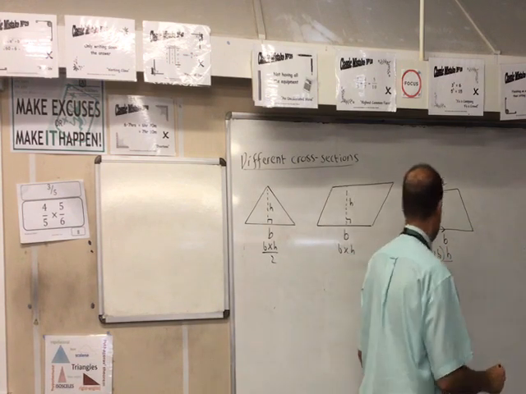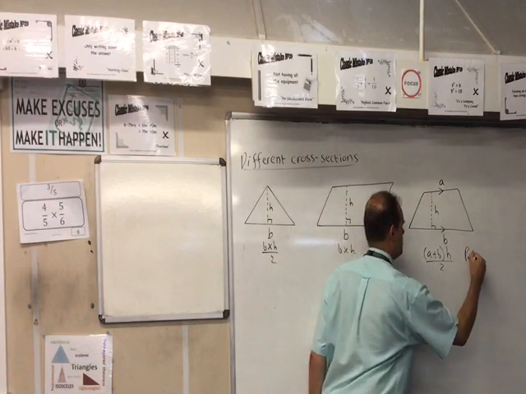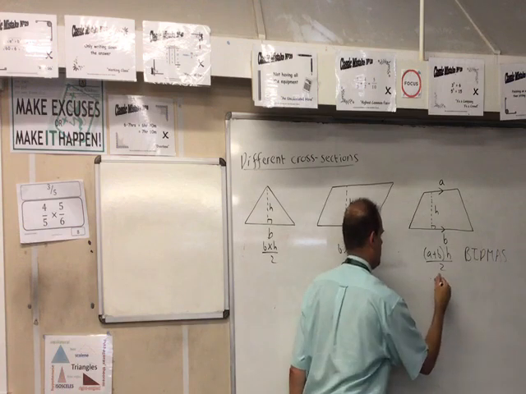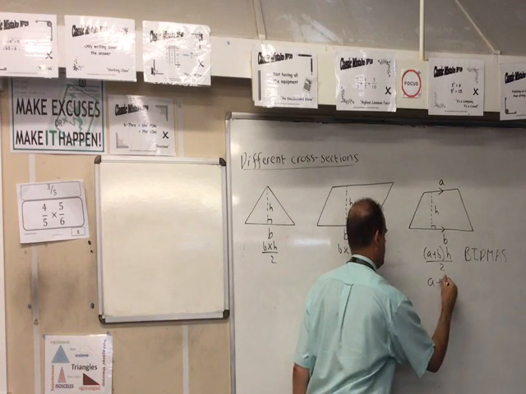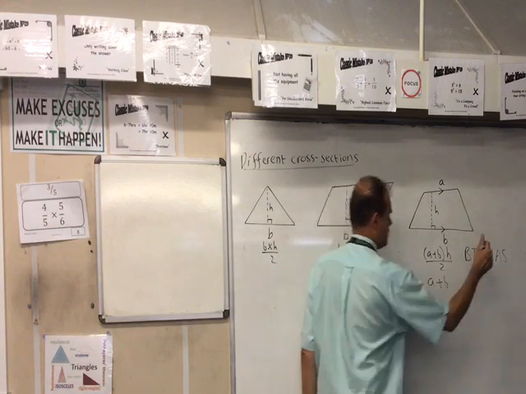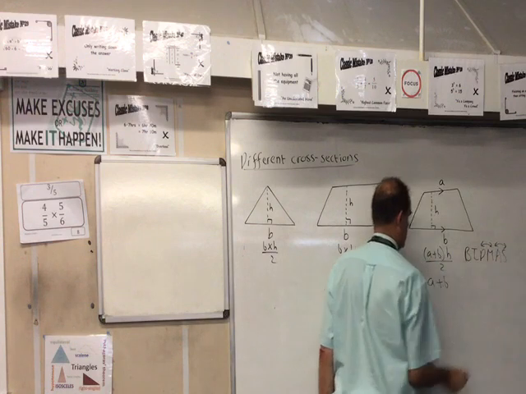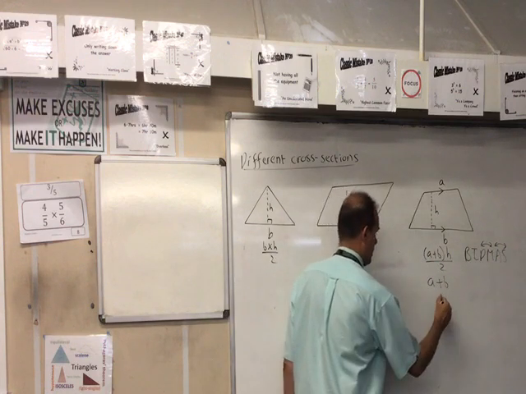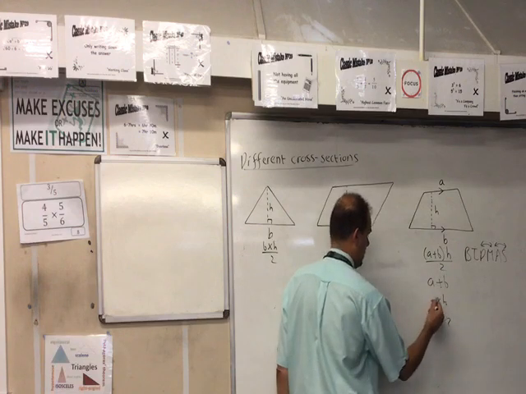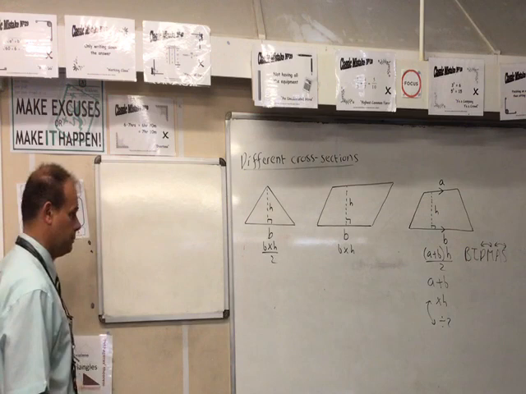I tend to split that up using BIDMAS. Remember BIDMAS, B-I-D-M-A-S. Do the brackets first, A plus B. Okay, and then you can either times by H or divide by 2. Actually, those two, like multiply and divide, have equal priority. So I might go from there, times it by the height first, and then divide by 2. Or you can have them the other way around. And that was just a shortcut to be able to split the formula up.